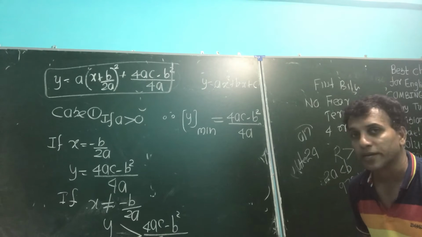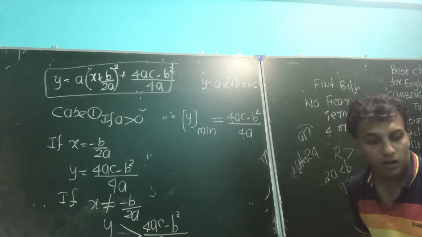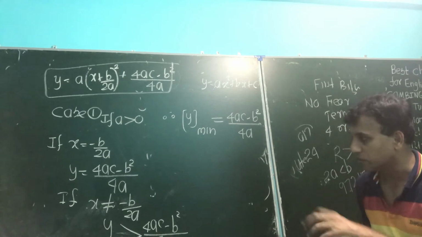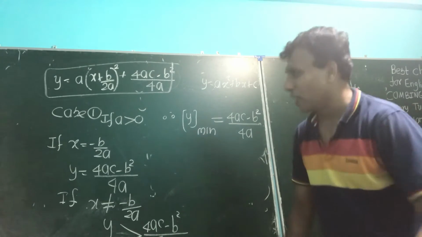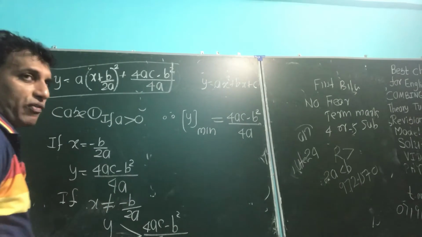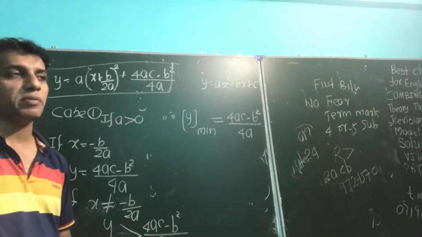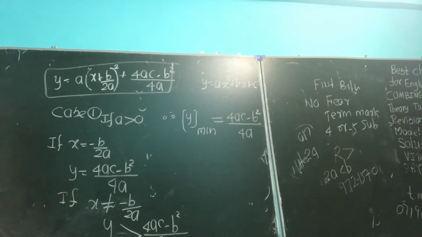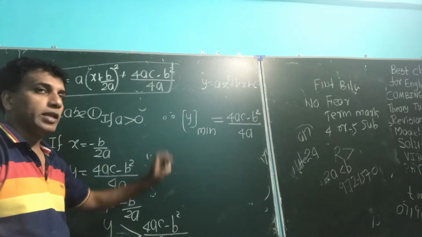If x equals minus b over 2a, find what y is. Another one: if x is not equal to minus b over 2a, y is more. We can put f(x) for y. We can say y equals f(x), a function in x. Function means y. Therefore, the situation is: if a is greater than 0, y takes the minimum value.